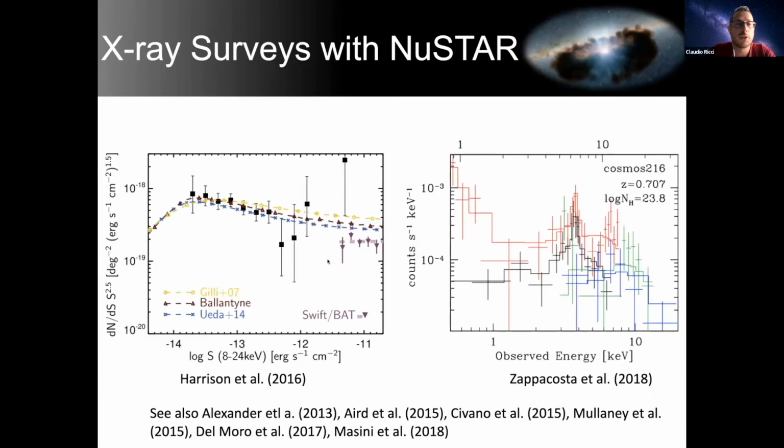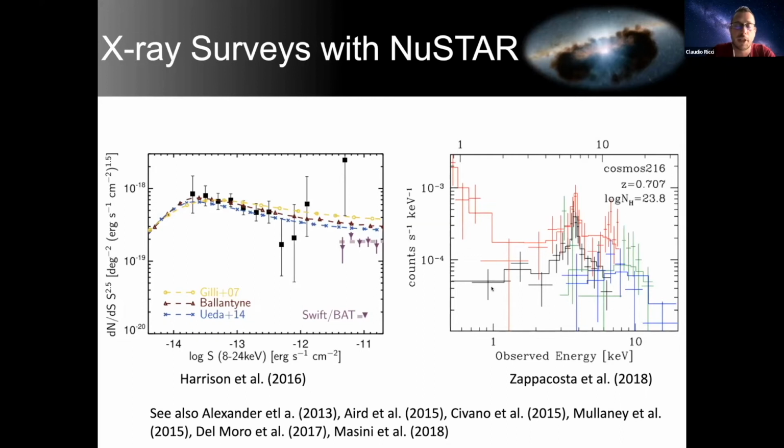NuSTAR has carried out several X-ray surveys. Here I'm showing on the left some early results from Fiona Harrison's paper, in which they showed that NuSTAR is able to resolve up to 40% of the cosmic X-ray background. Luca Zappacosta has used hard X-ray spectra of sources, in this case from the COSMOS field, to combine them with XMM spectra to basically get good constraints on the column density.